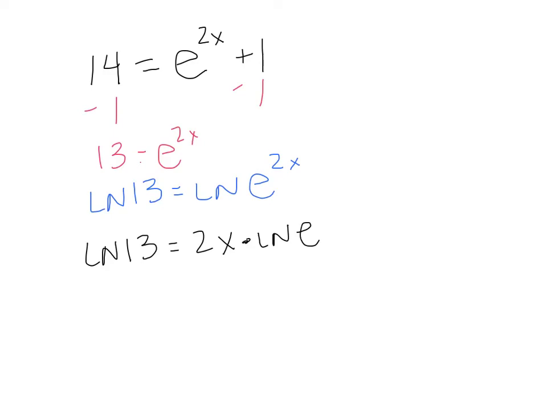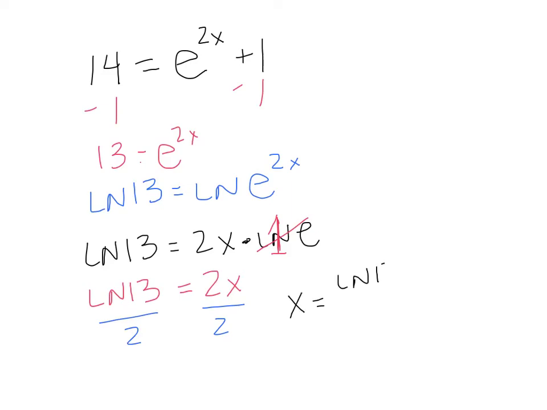Here's where we see why I took the natural log of both sides. Natural log of e is the log base e of e. What is the power that makes e e? It's 1. So essentially that one goes away because I have 2x times 1. Divide both sides by 2. And we can say that our answer is x equals the natural log of 13 over 2, or 1/2 times the natural log of 13.